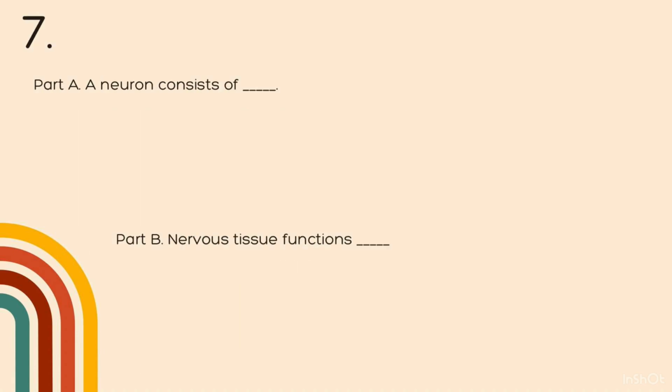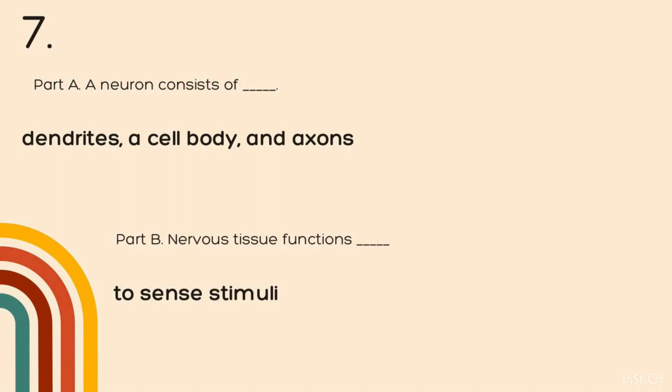Alright, number 7. A neuron consists of blank. This is going to be dendrites, a cell body, and axons. If you don't know about this, go watch my previous video. And Part B, nervous tissue functions to sense stimuli. That is the whole purpose of nervous tissue.